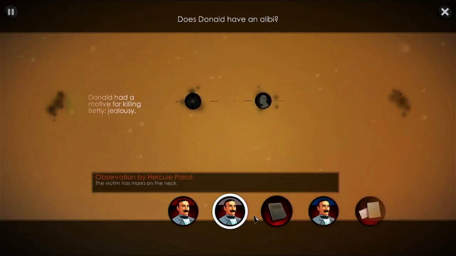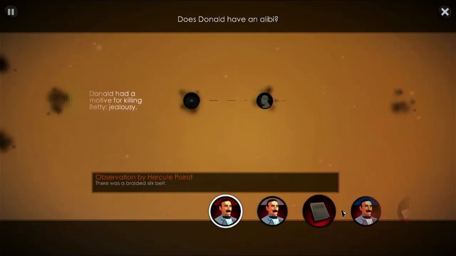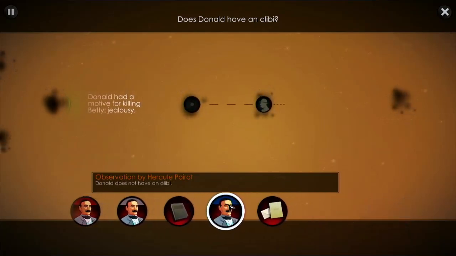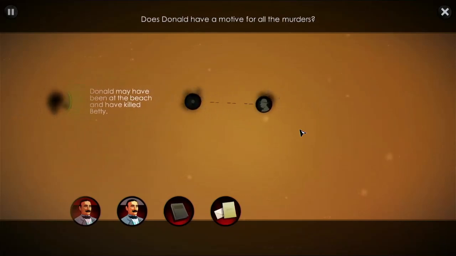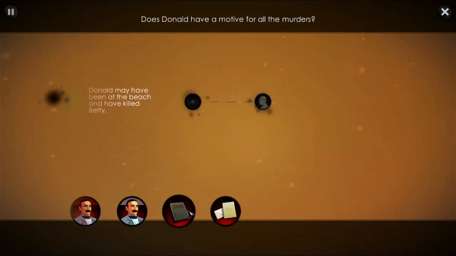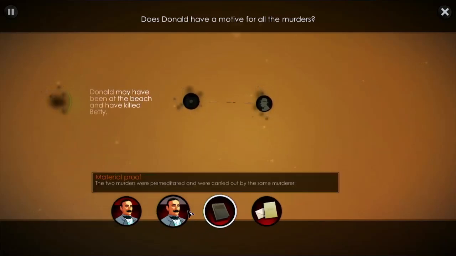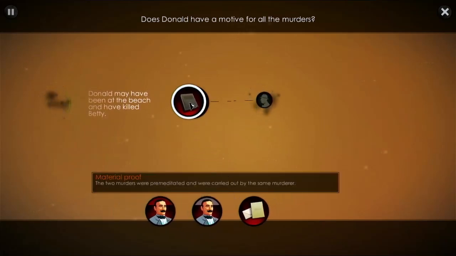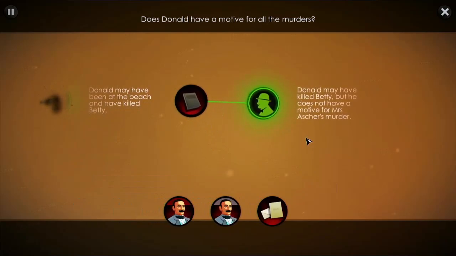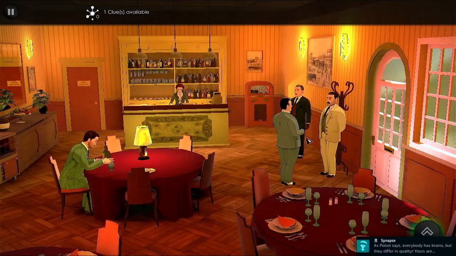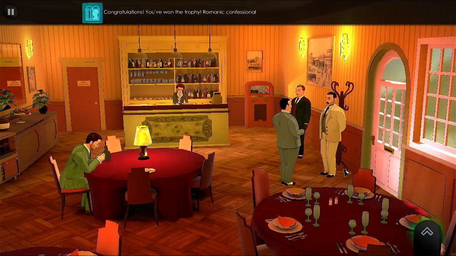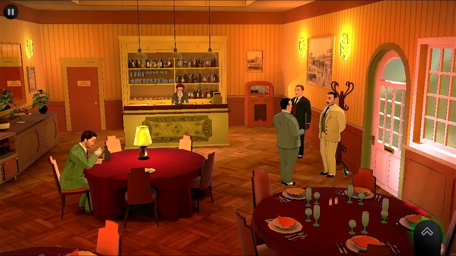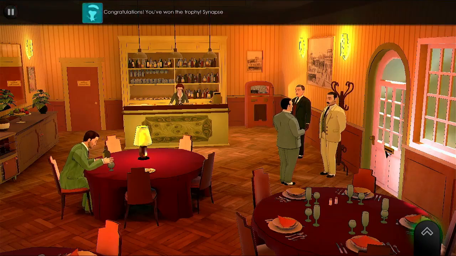Does Donald have an alibi? Donald does not have an alibi. However, Donald may have been at the beach. He could have killed her. Does Donald have a motive for all of the murders? I don't think he does. They were premeditated. So, he might have killed Betty, but not Alexander. So, let's start the reconstruction.